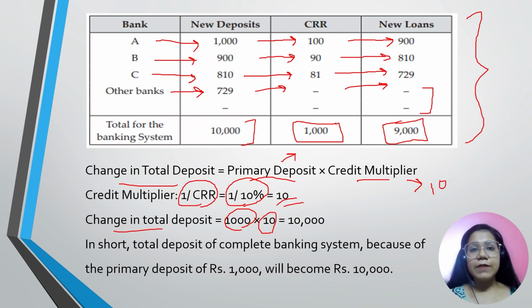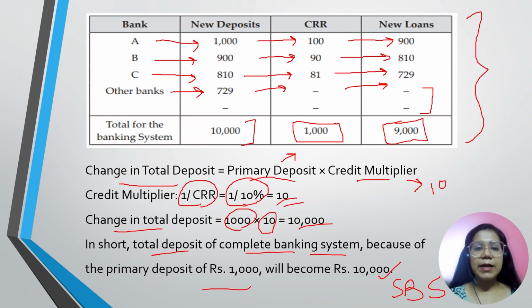rupees. So we can see that the total deposit of the complete banking system, because of the primary deposit of 1000 rupees, became 10,000 rupees, as in the case of a single banking system. And we can easily say that the single banking system and the multiple banking system are basically the same.